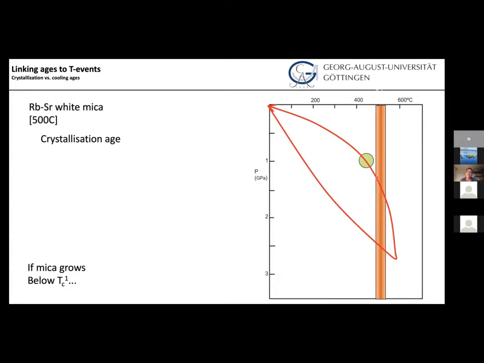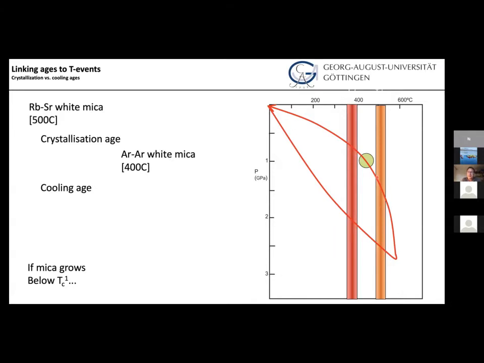So depending on the position of the event, so nucleation and growth, and the closure temperature, we can date different points in time. If we would now apply a different system to the same mica, let's say argon-argon, which has a lower closure temperature, we would get a second age out of this, the age when the mica is passing the 400-degree line. So if we know these closure temperatures and we know the processes we want to trace, we can actually determine the time span, the time period in between the crystallization and the type of cooling.